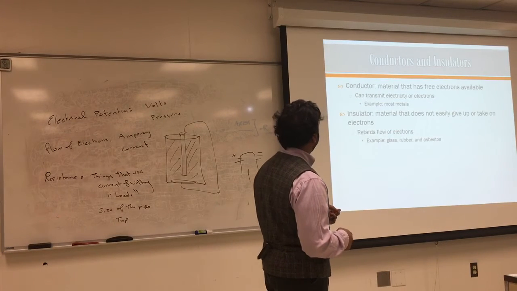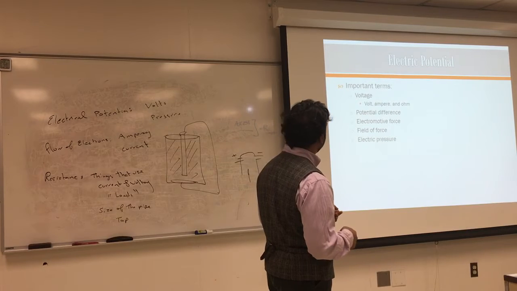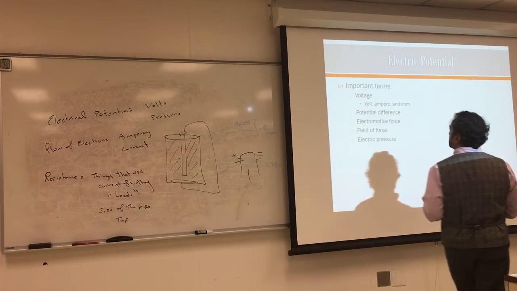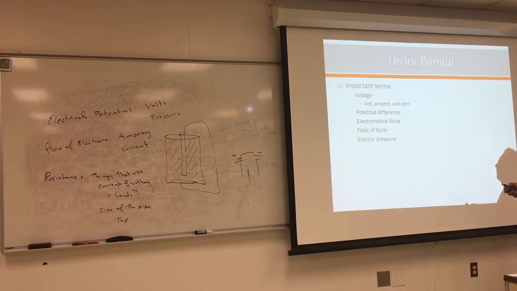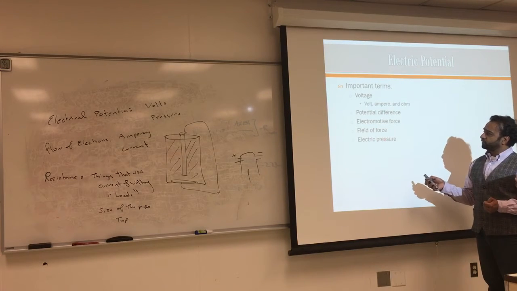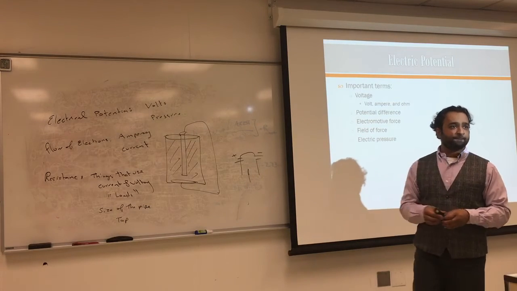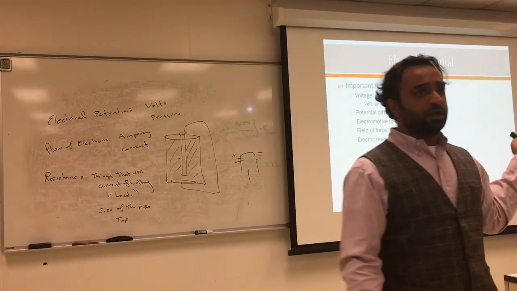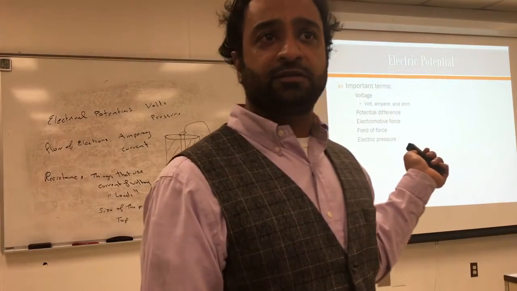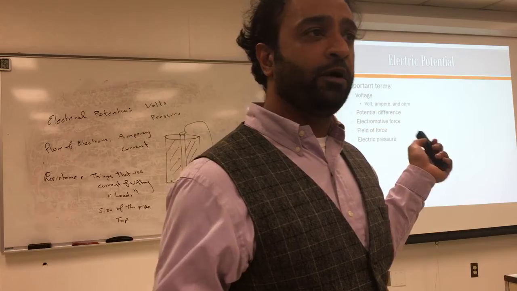The video will explain that better. Conductor, insulator. Okay, voltage. Volts, amps, and ohms. Volts is for voltage, amperage is the flow, and ohm is the resistance. Voltage is also called potential, electrical potential difference, electromotive force, field of force, or electric pressure. These are all interchangeable names for voltage. You will hear all these terms. What it means is just electrical pressure. It's a means for the flow to go from one place to another.